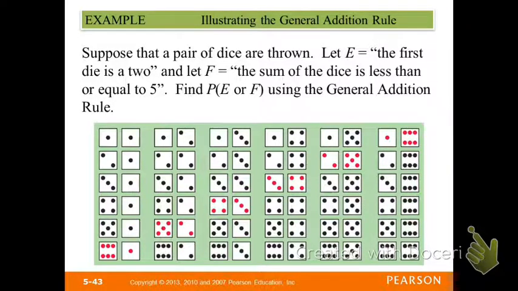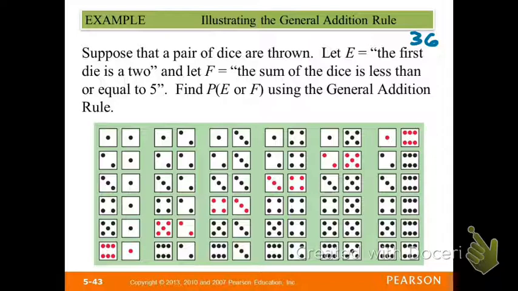All right, so suppose that a pair of dice are thrown. Okay, we've got a pair of dice, and we've got all the possibilities. There are 6 columns and 6 rows, so there are 36 total possibilities here. Need to get familiar with that number because that's going to be useful to us moving forward. Let E be defined as the event that the first die is a 2, and let F equal the set such that the sum of the dice is less than or equal to 5. So if you add the two dice together, you get something that is less than or equal to 5.